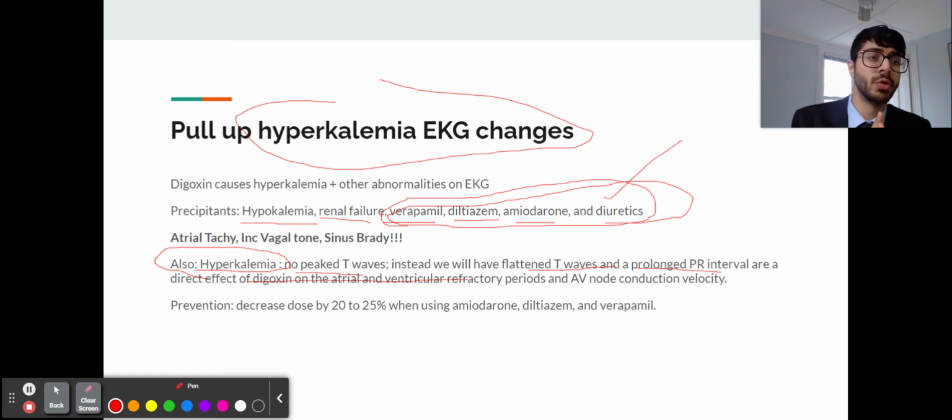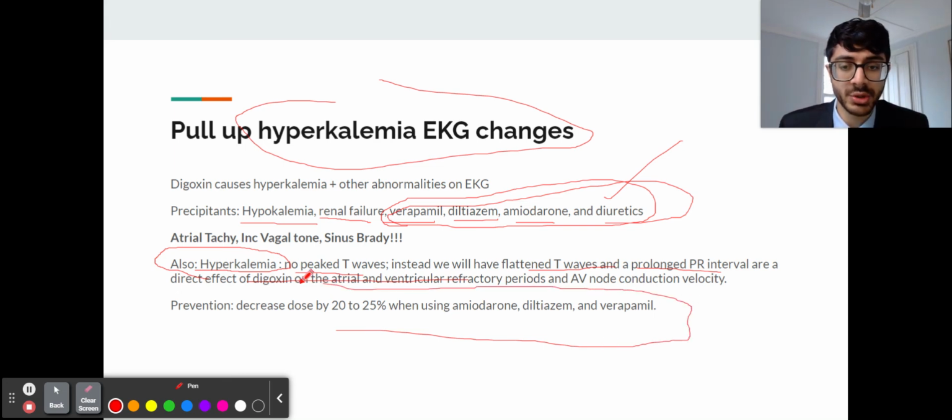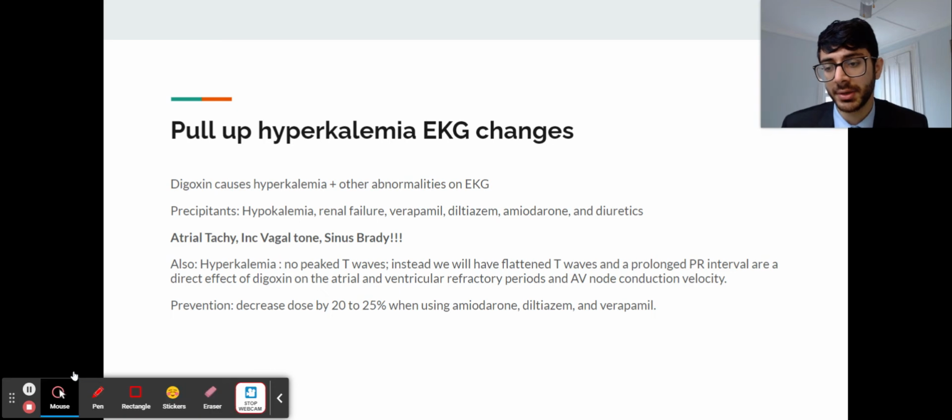And have a very low threshold of suspicion for digoxin toxicity, and know that you are going to have to mess with the dose of digoxin if you're messing with the dose of any other medication. So that's the reason I put this slide up here.